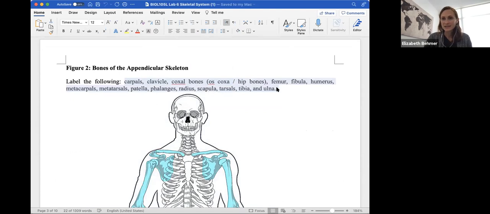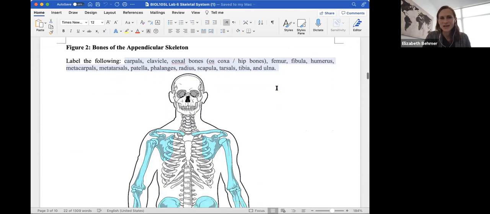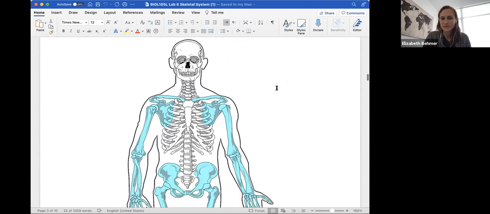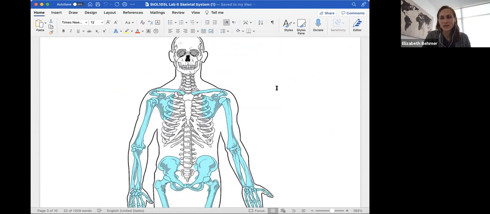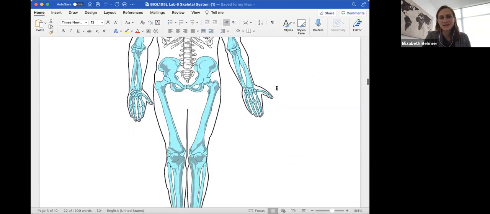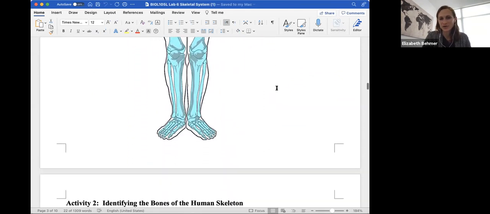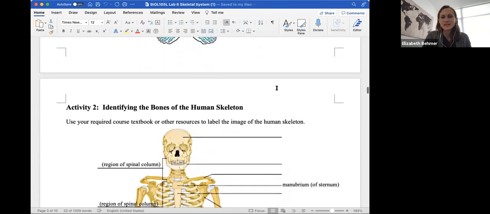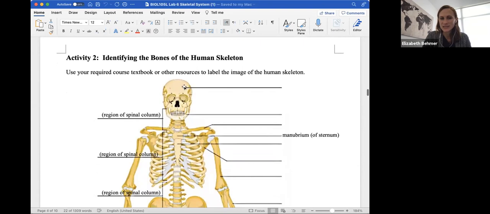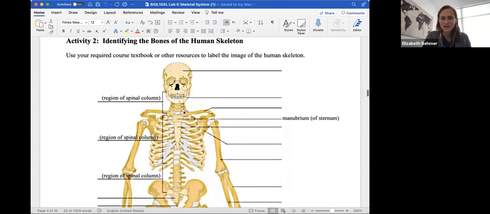The axial skeleton is the skull bones and the axial core. And then the appendicular bones are all of the bones of the appendages. So the bones that make up your arms and legs, the pelvic and coxal hip girdle. Then you'll identify more bones of the human skeleton. So basically it's pointing at a bone and you'll have to identify it.